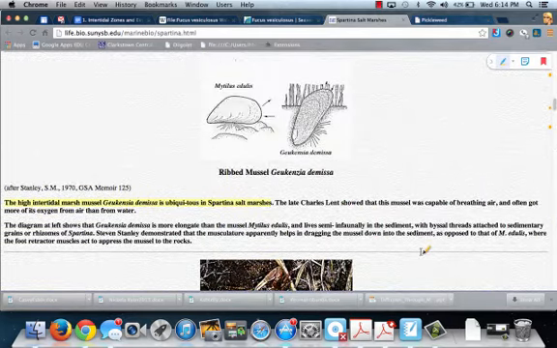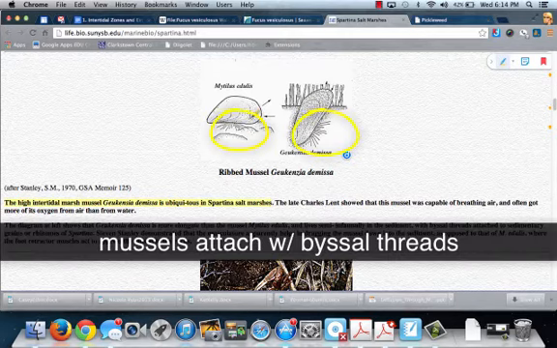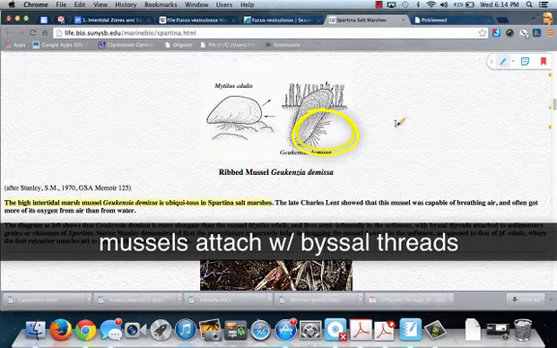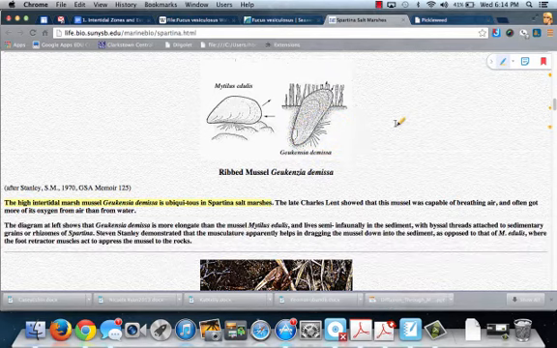As we scroll down, I want to focus on the mussels. Now we're not in mussels yet, but I want you to look at these structures right here. These are called byssal threads. They're right here on this mussel. Mussels are different than clams and other bivalves because they use the byssal threads to attach to hard things, and so they can attach to each other.